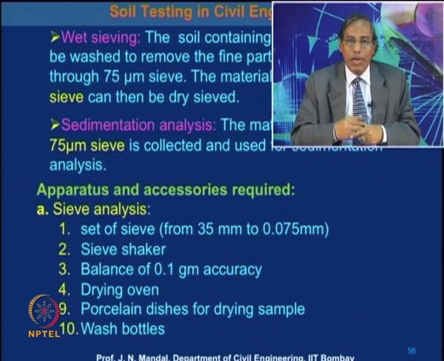So, for the sieve analysis, we need a set of sieves from 35 millimeter to 0.075 millimeter. We require the sieve shaker and a balance of 0.1 gram accuracy, then a drying oven to dry the soil, porcelain dishes for drying the sample, and then wash bottles.